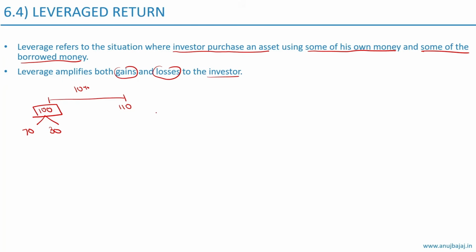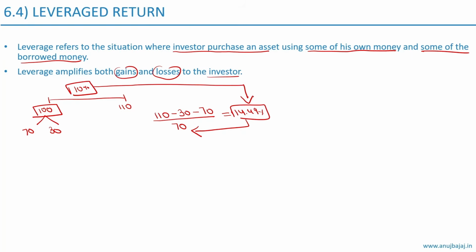So let us find what will be the return in this case. At the end of year 1, the investor will receive $110 and he has to repay the $30 that he borrowed, and we also subtract the $70 that he invested initially, divided by the money that he invested, which is $70. So we get a return of 14.49%. This is the return that the investor earns on his own money. So as you can see, when there was no leverage, investor earned only 10%. But when there was leverage, investor earned a return of 14.4% on his own money.